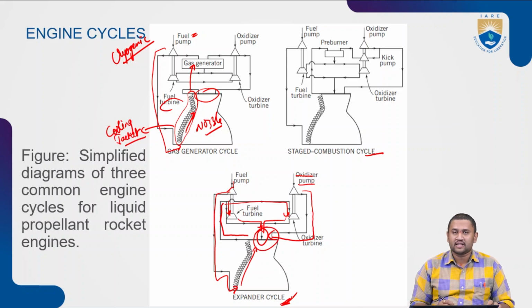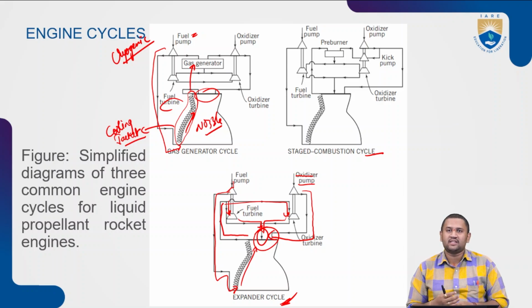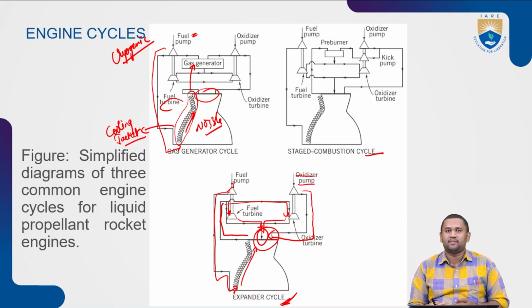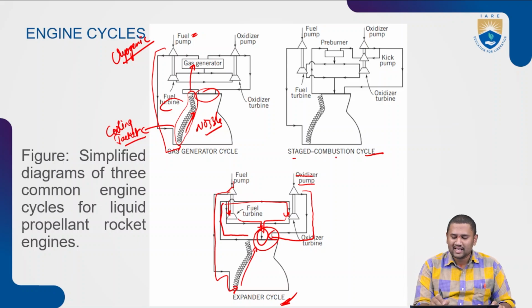Now what happens here? We are expanding the fuel from its cryogenic temperatures to its actual burning temperatures along the length of the nozzle, absorbing the heat, and we are utilizing its potential to run the turbines and to use it back for combustion. Now coming to the staged combustion cycle.